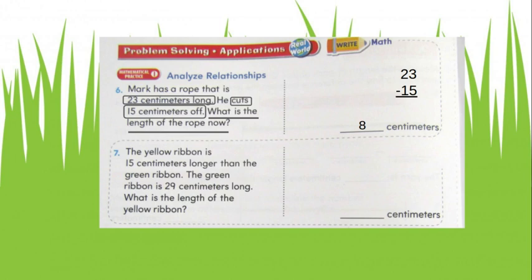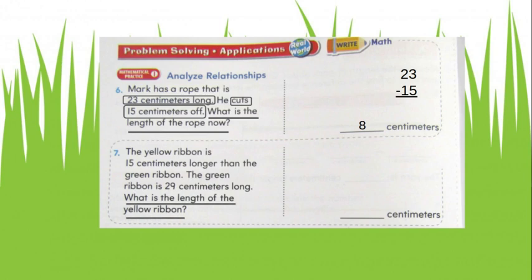The yellow ribbon is 15 centimeters longer than the green ribbon. The green ribbon is 29 centimeters long. What is the length of the yellow ribbon? Let's read that one more time. The yellow ribbon is 15 centimeters longer than the green ribbon. The green ribbon is 29 centimeters long. What is the length of the yellow ribbon? Again, we need to start by underlining our question. What is the length of the yellow ribbon?